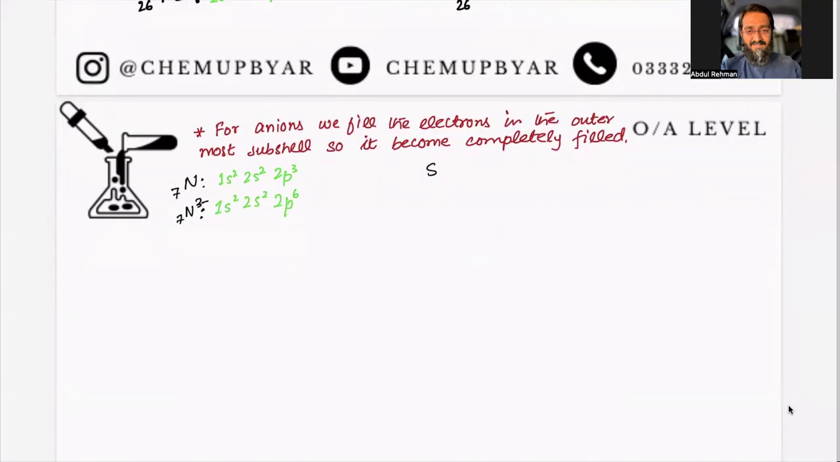So for example, if I have sulfur, its atomic number is 16. Its electronic configuration is 1s2, 2s2, 2p6, 3s2, and 3p4. When it turns into an anion, it gains two electrons. So the 3p4 turns into 3p6. So 1s2, 2s2, 2p6, 3s2, and 3p6.